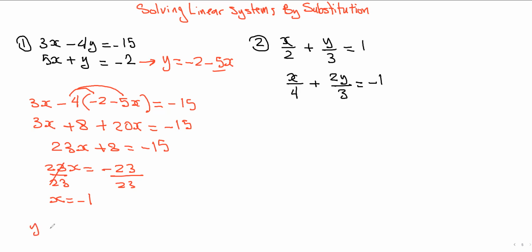And so you'll have y equals -2 minus 5, and the x, as we said, is -1. So -2 minus, or plus now, 5, which gives you 3. And therefore, my solution is -1 for the x and 3 for the y. That's where these two lines meet.